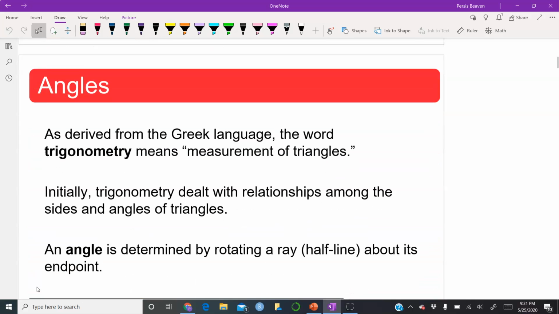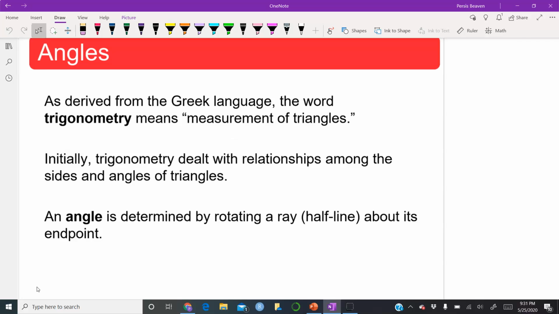So first, we're going to define what the word trigonometry is. It is derived from the Greek language, and the word trigonometry means the measurement of triangles. Initially, trigonometry dealt with relationships among the sides and angles of triangles. An angle is determined by rotating a ray, a half-line, about its endpoint.